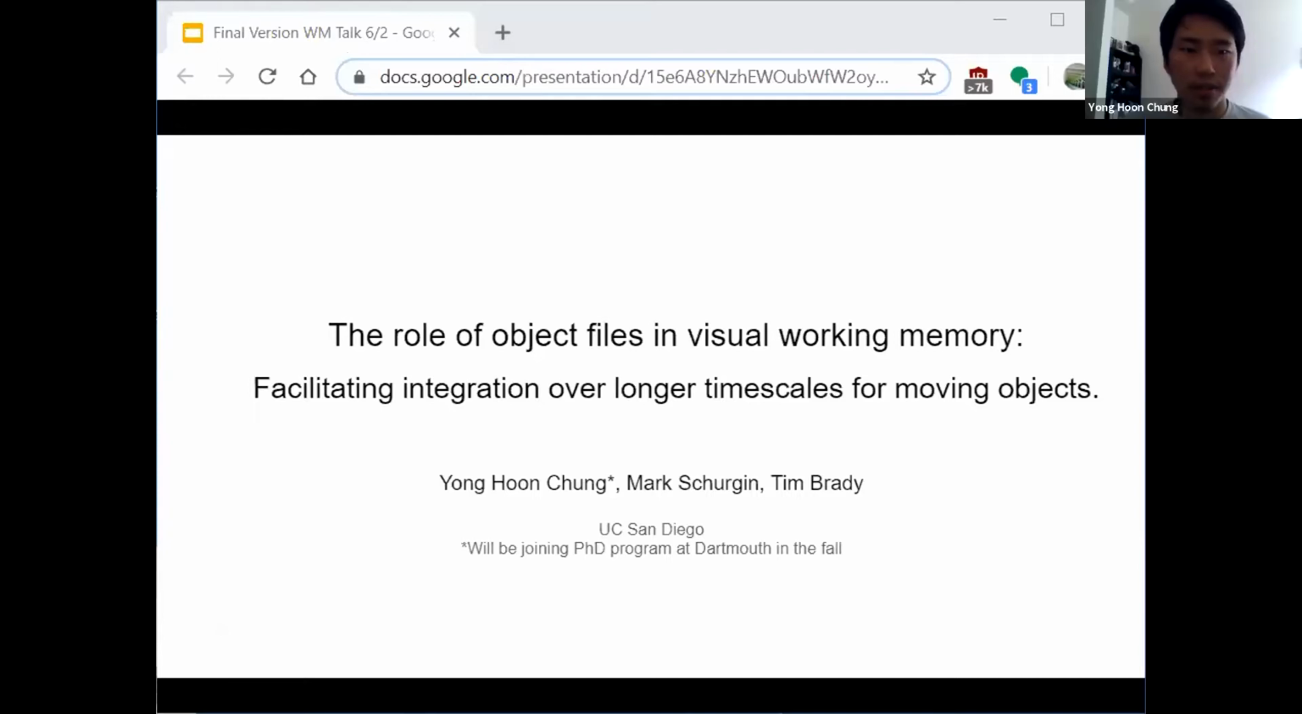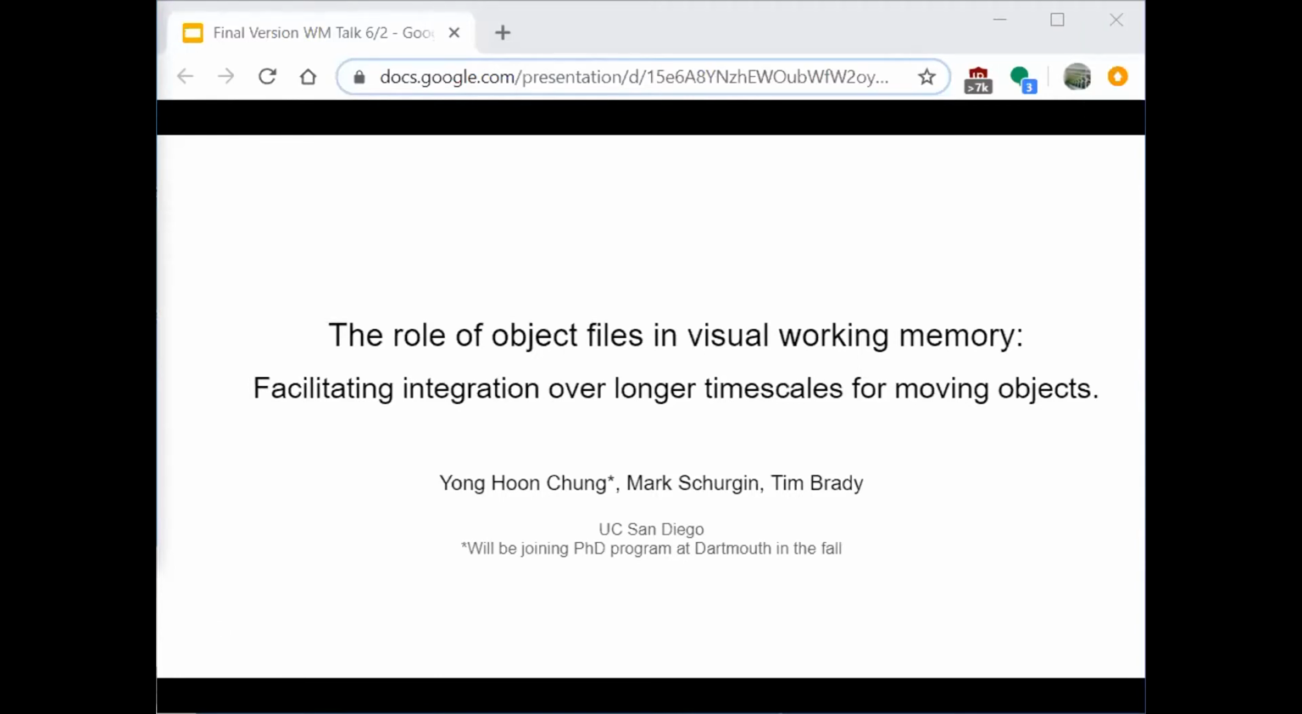Thank you for this opportunity. In this talk, I'm going to talk about what the role of object files in visual working memory is, and that it can facilitate feature integration over longer time scales for moving objects.